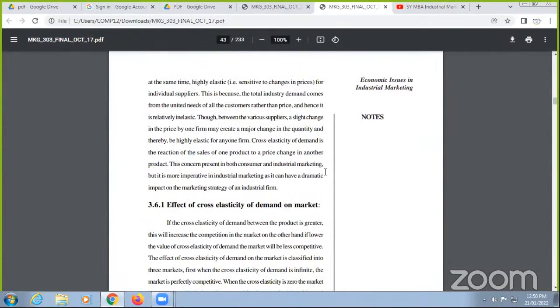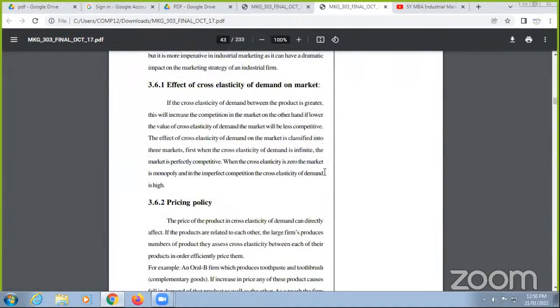Next, the effect of cross elasticity of demand on the market. If the cross elasticity of demand between the products is greater, this will increase the competition in the market. On the other hand, the lower the value of cross elasticity of demand, the less competitive the market will be. The effect of cross elasticity of demand on the market is classified into three markets.